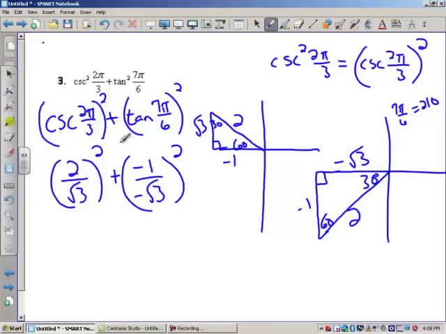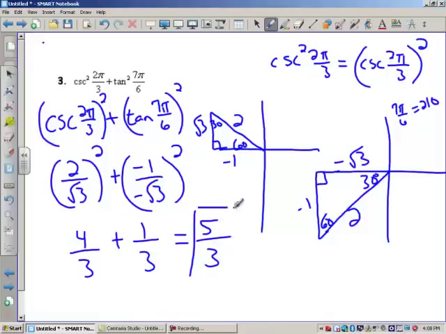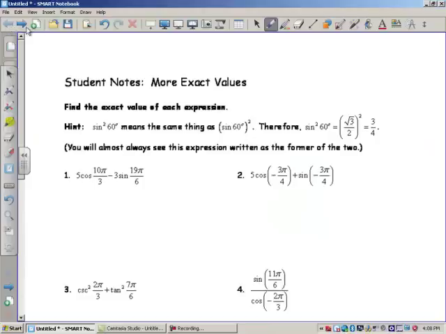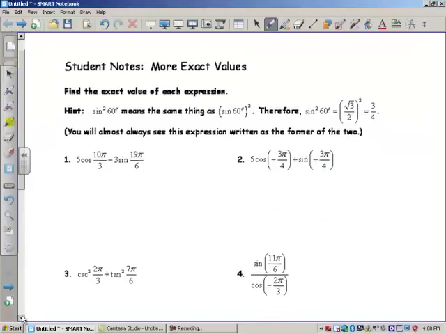Alright, so how do you square a fraction? Well, you square the top and you square the bottom. Square the top, square the bottom. Same denominator, 5/3. Boom shakalaka. Let's do one last example. Let's do a division.